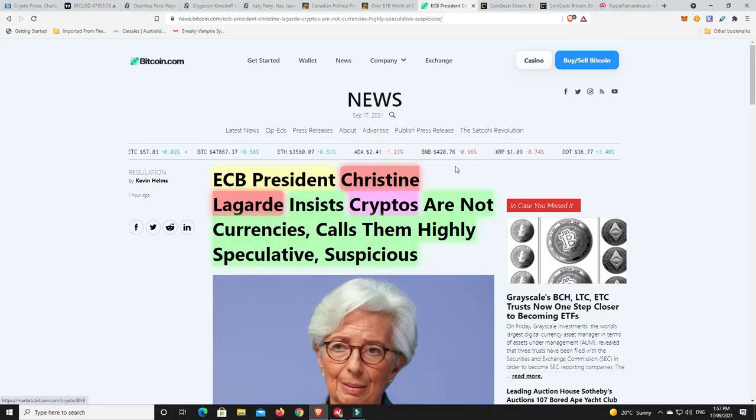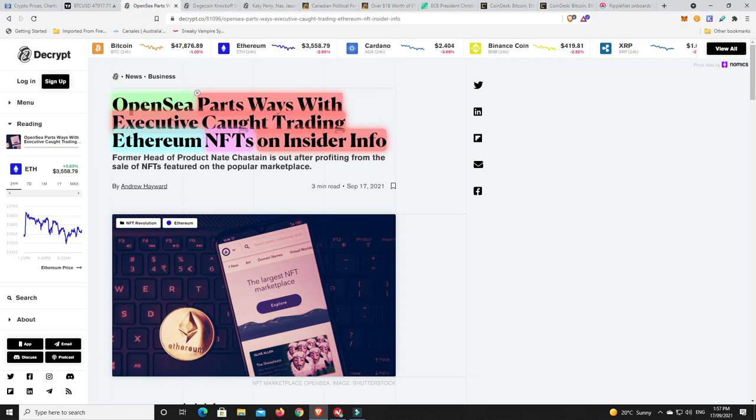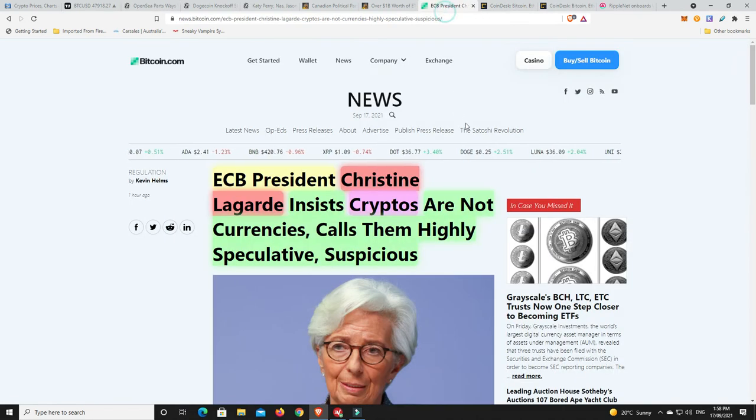All right, as I said before, ECB President Christine Lagarde insists cryptos are not currencies, calls them highly speculative and suspicious. And again, we go back to this OpenSea stuff. This is what makes people think it's all suspicious and scammy and all the rest of it. This doesn't help. This isn't a specific cryptocurrency itself, but it's all the same thing to someone who doesn't really understand it and doesn't want to understand it.